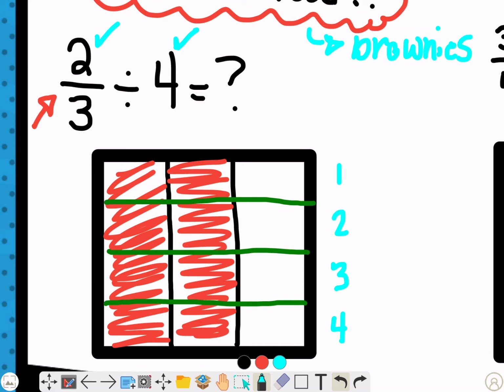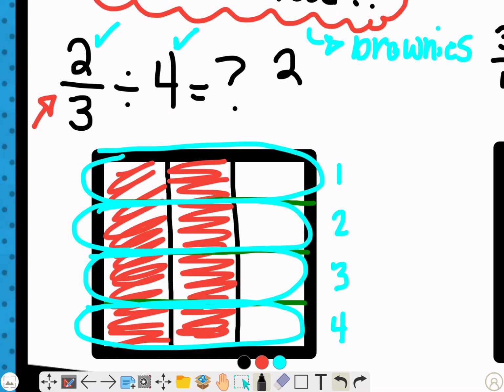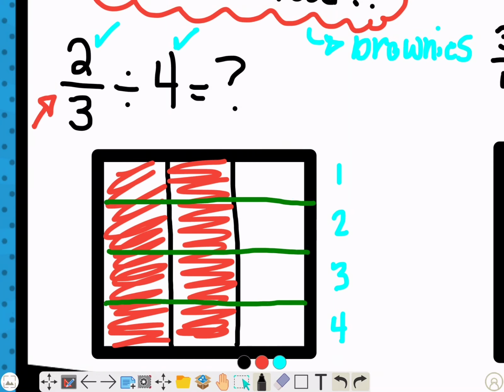Well, this first friend has 2 brownies, and this second friend has 2 brownies, and this third friend has 2 brownies, and this fourth friend has 2 brownies. So how many brownies does each person get? They get 2, but whenever we created our visual, our denominator has changed. We started at 2/3 of a pan of brownies, 3 sections, and we shaded in 2. Now each person gets 2 brownies, but how many sections are there?